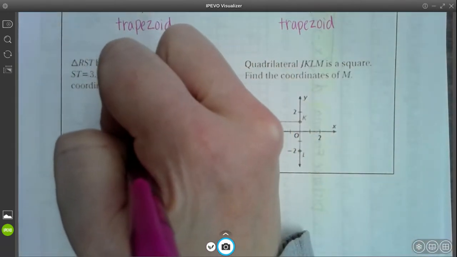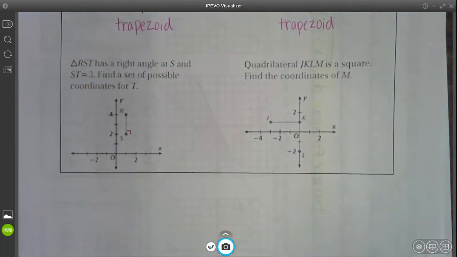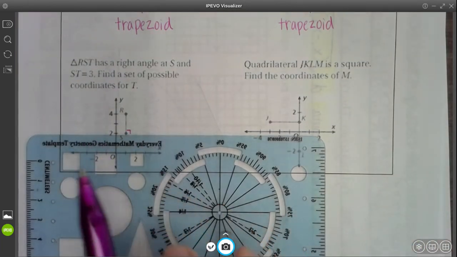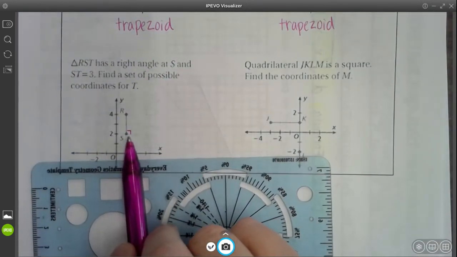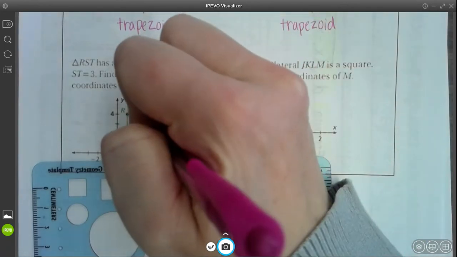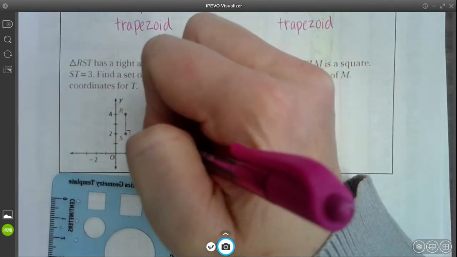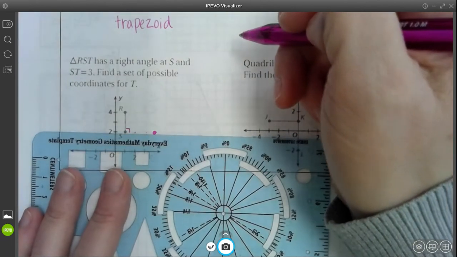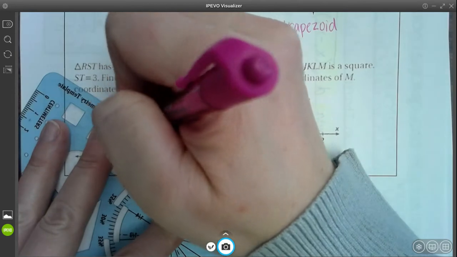So right here I'm going to have a right angle. So we need to find where T could be. So T is going to have to be somewhere along this line that I have set up so we can have a right angle. And the distance from S to T is going to be 3 units. So if I count that on the graph, 1, 2, 3. It's a little hard to see where the grid is. Okay, so there's one possible triangle that I could make.